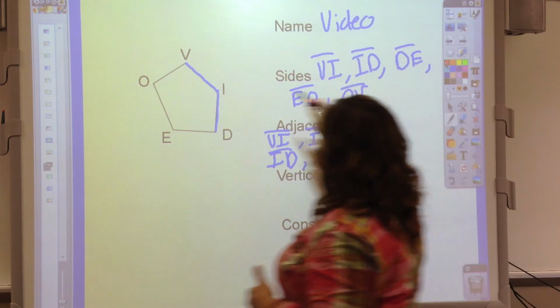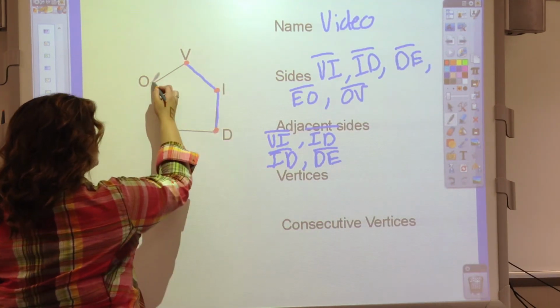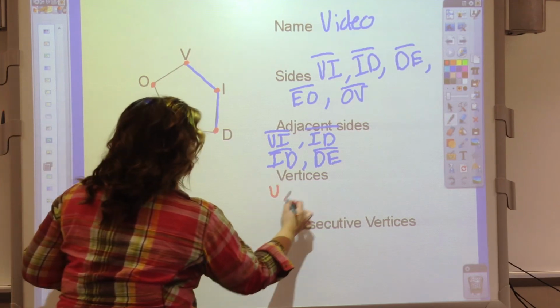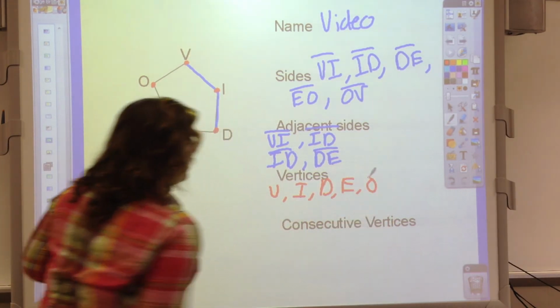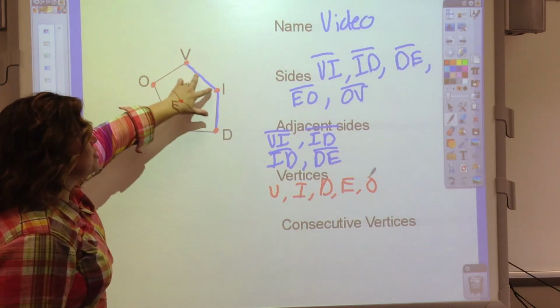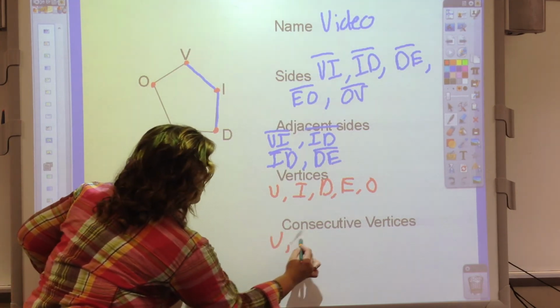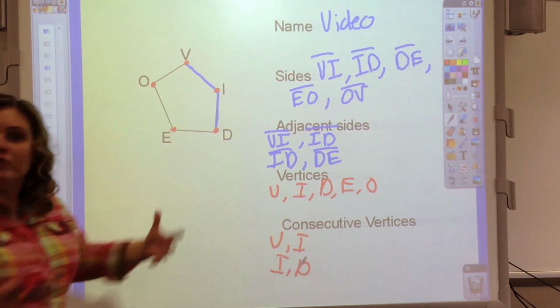Vertices in particular are the points where they connect, as mentioned earlier. V, I, D, E, and O. Consecutive vertices are just like adjacent sides. They're the ones that are next to each other. V and I are next to each other. I and D are next to each other. You get the idea.